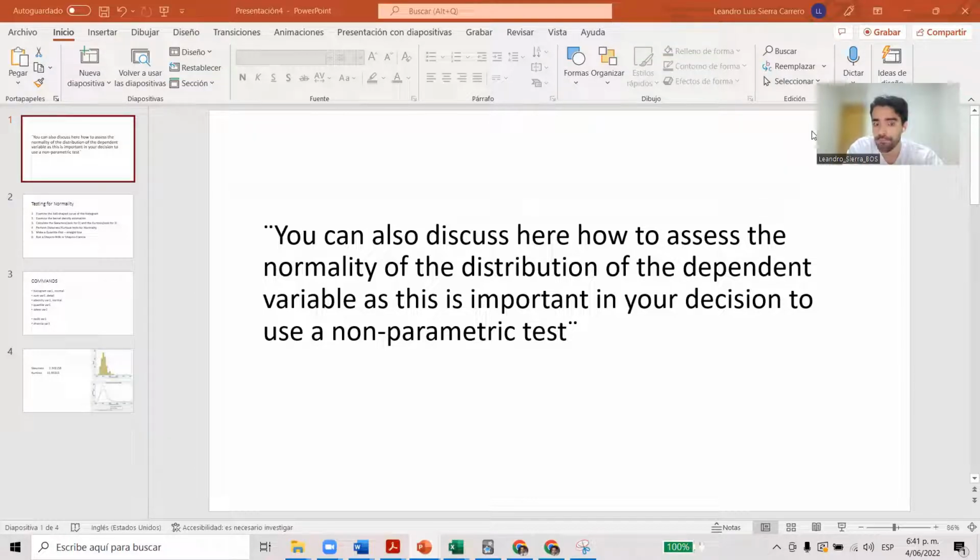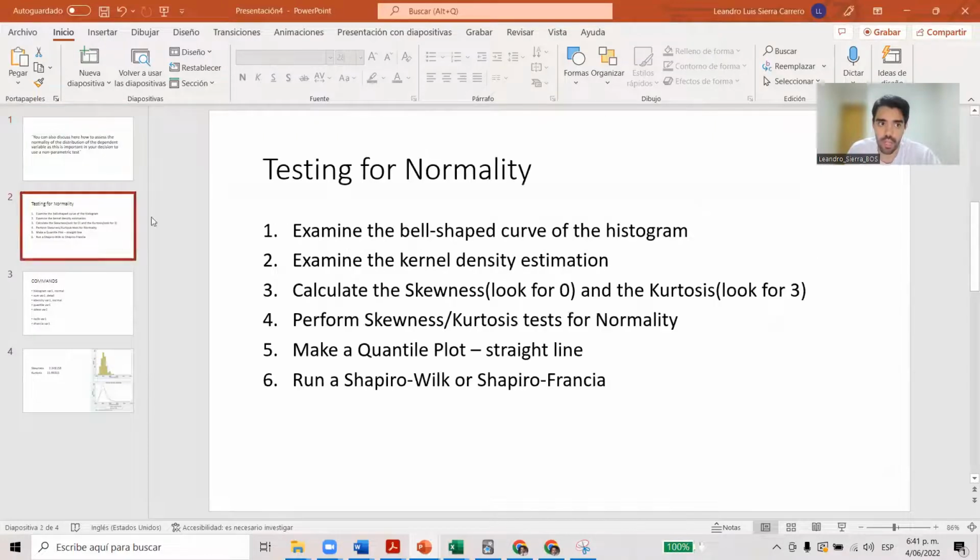Respecting the information that this forum has, it says that you can also discuss here how to assess the normality of the distribution, as it is an important decision for the use of a non-parametric test. So I'm going to talk a little about that right now. Basing my thoughts on the last class that we had on Thursday, I took some of the recommendations that the professor gave, and I added some recommendations that I found important on the internet. There are a lot of tests, hundreds of them, but I think that these ones are the most important.